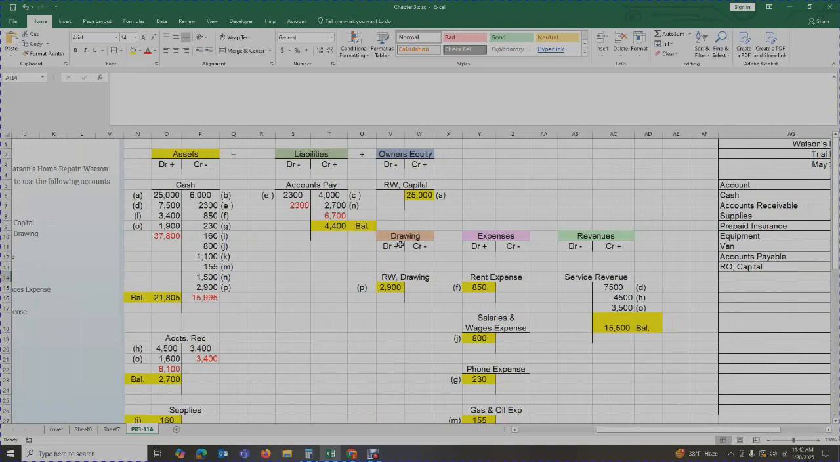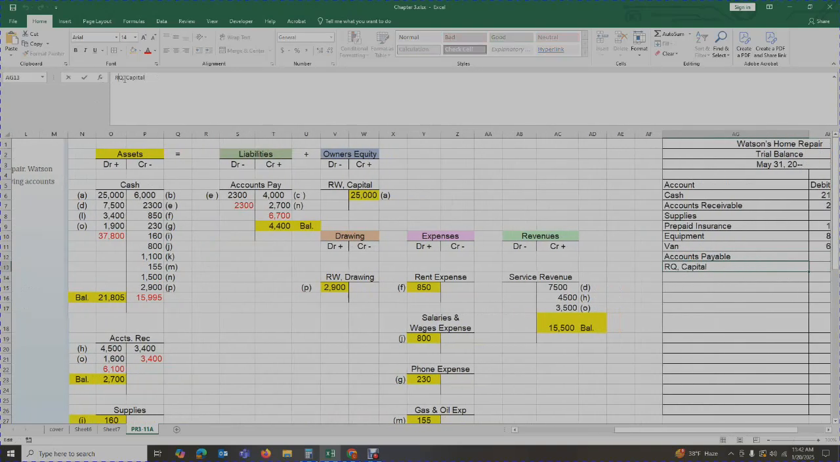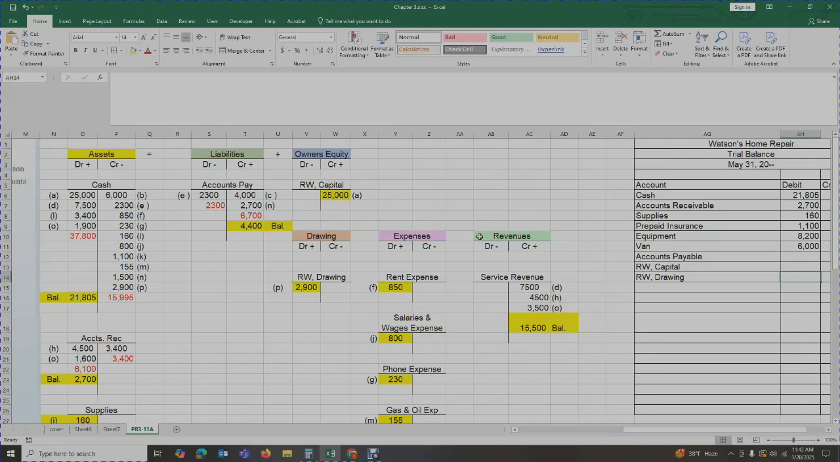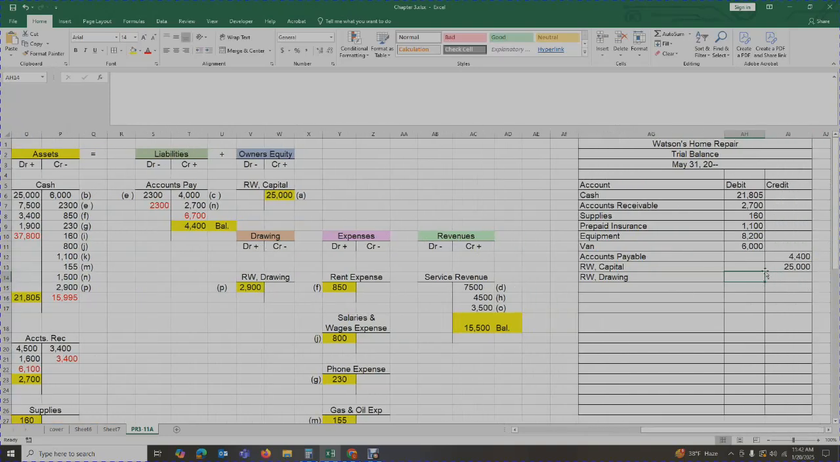After my capital, I have my drawing. Okay. So I have, and it's not RQ, it's RW, guys. Sorry about that. Why am I doing RQ? It's RW. Okay, there we go. So we have RW drawing. Okay. And for my drawing, I have a debit of $2,900. So I'm going to put it on the debit column. Remember, we have a debit and credit. I'm putting it on the debit because that is where it's located, on the debit side.